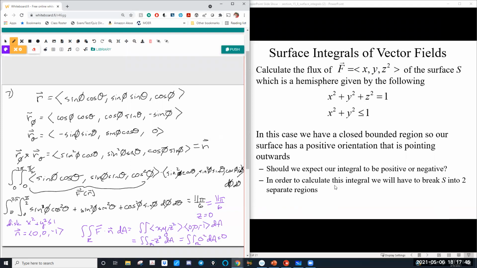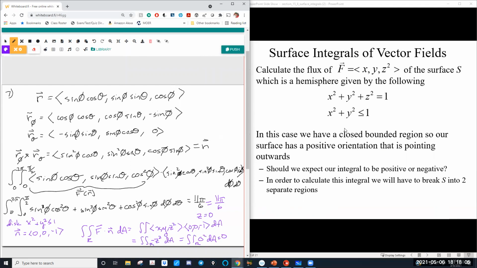Probably should ask that before we did it, but yeah, we had to calculate for something like this. We do have to, because we don't have one continuous surface. What we do is we do 2 separate surface integrals and add them together. We would do the same thing if our surface was made up of several planes or several different surfaces.